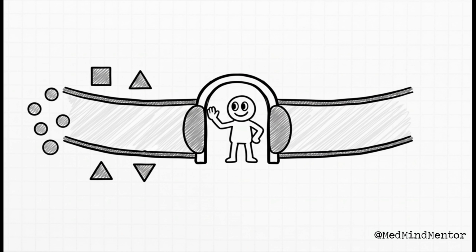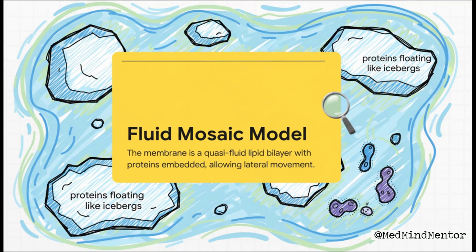Think of it as a very smart gatekeeper. So how does this gatekeeper actually work? Well, the best way to picture it is the fluid mosaic model. It describes the membrane as this fluid, sort of oily sea of lipids, with big protein molecules floating around in it like icebergs. This fluid nature is so important.